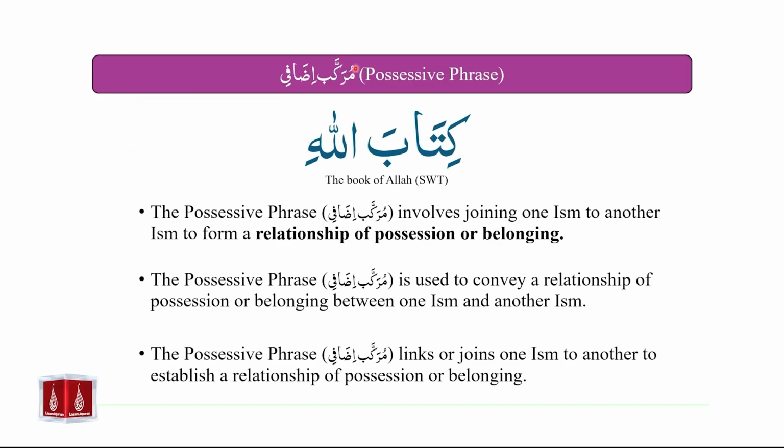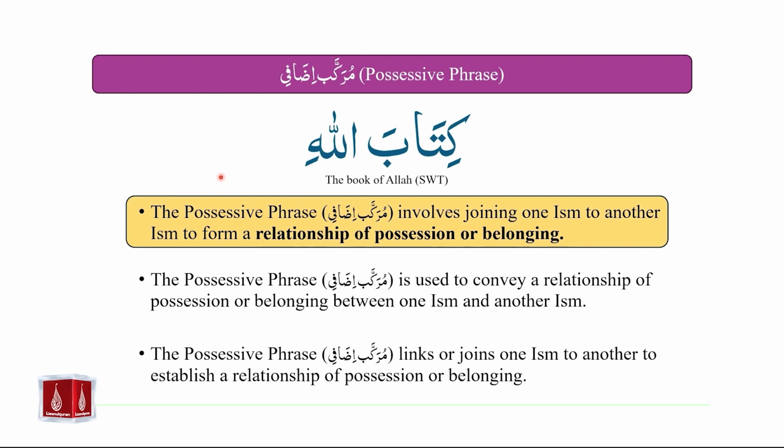We will try to define murakkab izafi or the possessive phrase. We studied previously that in the murakkab kitab Allahi, there is a relationship between ism kitaba and ism Allahi. The translation of kitab Allahi is the book of Allah subhanahu wa ta'ala. Kitaba is an ism and Allahi is an ism. And the relationship that is being formed here is that the book belongs to Allah, or Allah is in possession of the book.